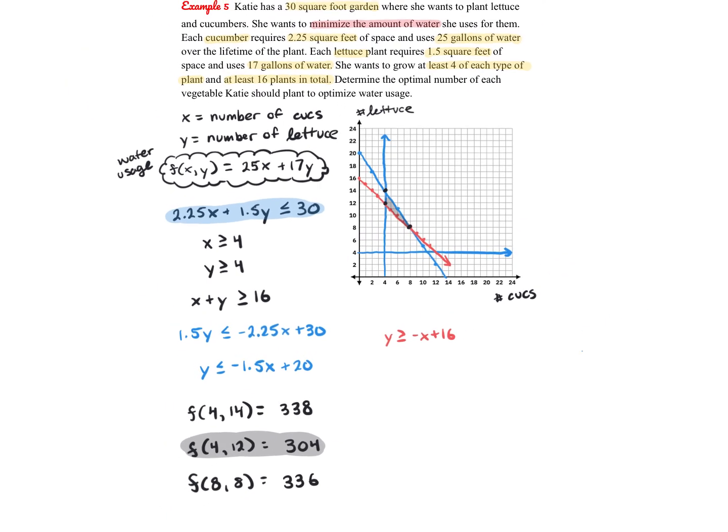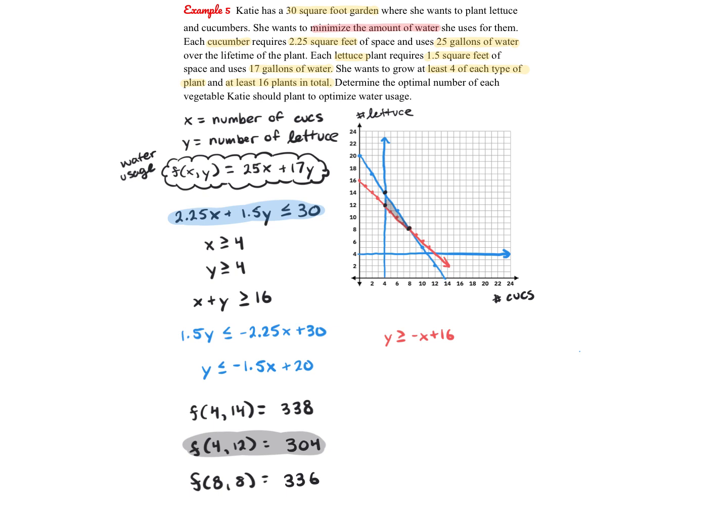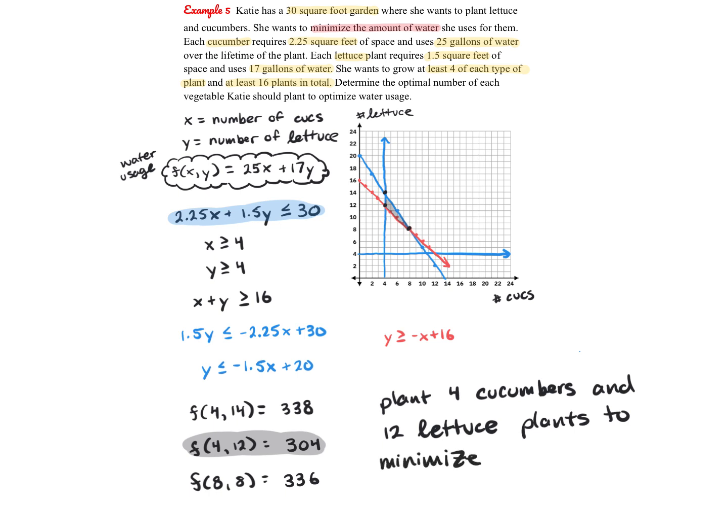So this is saying that Katie should plant 4 cucumbers and 12 lettuce plants to minimize water usage. And that minimum value, that water usage, if they ask, would be 304 gallons. So that is the minimum amount of water she can use, and she would achieve that by, again, planting 4 cucumbers and 12 lettuce plants.